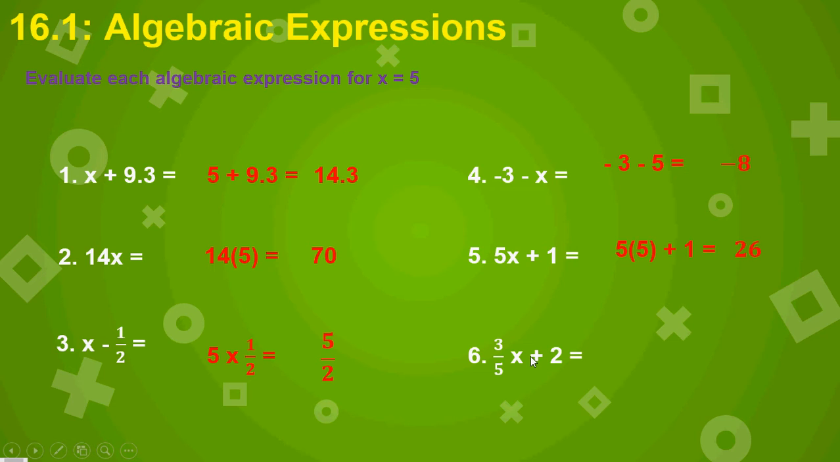The last one. 3 over 5 times x plus 2. Esto sería así. 3 over 5 times 5, plus 2. Okay, first I need to multiply 3 times 5. 3 over 5 times 5 plus 2. This gives me exactly 5. ¿Por qué? Porque 3 por 5, 15. 15 entre 5, 3. 3 más 2, 5. Multiplicar fracciones ustedes ya saben. Si no, váyanse a los chapters anteriores que yo ya les expliqué eso.